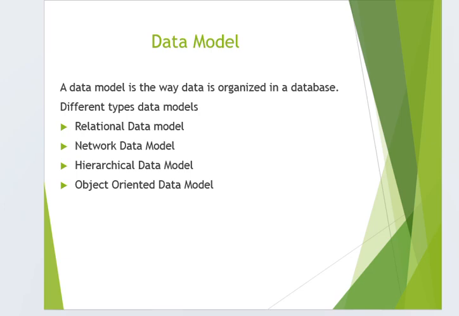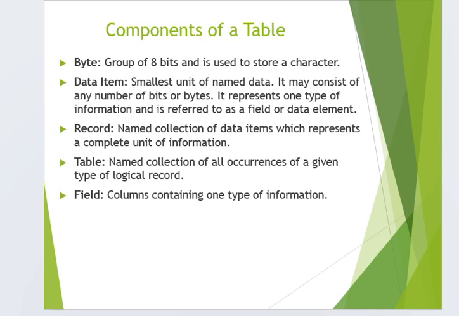When we talk about the relational data model, the complete content is in the form of relation, or you can say in the form of table, which is nothing but the combination of rows and columns. Let's move further. Components of a table. When we talk about the table, these are a few components which you should be aware of. First of all, what is byte?